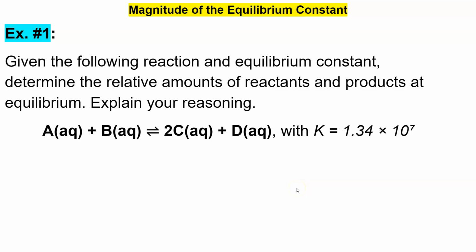It says, given the following reaction and equilibrium constant, determine the relative amounts of reactants and products at equilibrium and explain your reasoning. Okay, so we have a reaction here, and we have a K value. If you look at the K value, it's times 10 to the 7, which is much greater than 1,000. So because it's very large, almost all of the reactants are going to convert to products. At equilibrium, there's going to be very little A and B left, with C and D dominating the system.